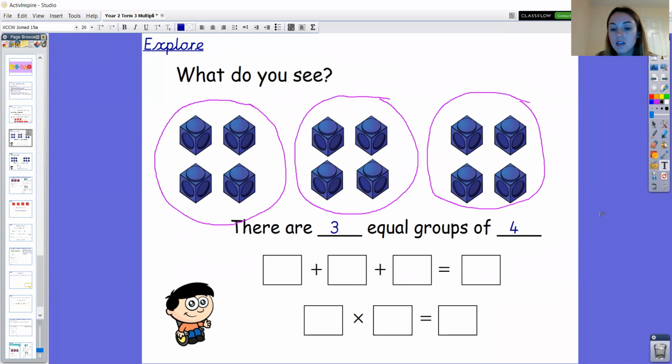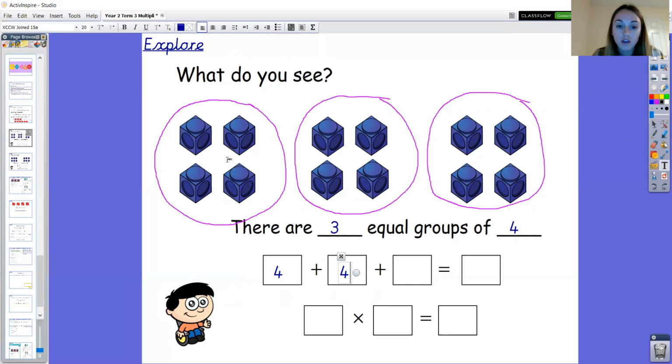Brilliant, fantastic. So as you can see, when we look at our repeated addition, there are 3 parts to our addition number sentence, and that is because there are 3 equal groups. So the number that we are going to be adding together each time is the amount inside each equal group. So how many cubes are inside each group? Well done, there are 4 cubes inside each group. So we are going to be adding 4 together every time to represent what we can see in the picture.